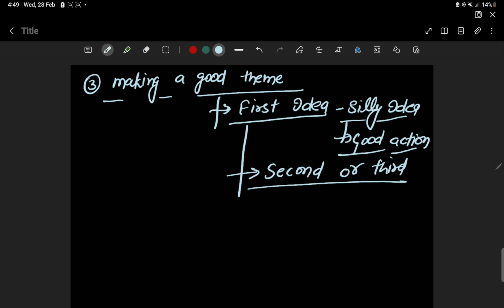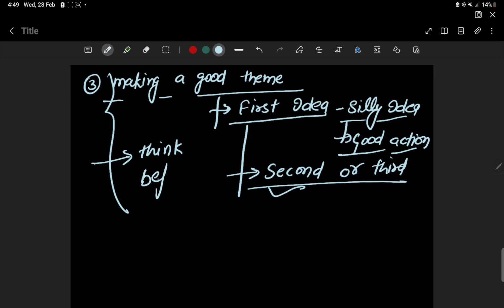Because there are other people also, and the first idea which you are getting from the picture will be the same as the others also. So your story may be very common to the group, and your story may not have a different or distinguished action. So go for the second or third idea. While you make a good theme, think before you write.